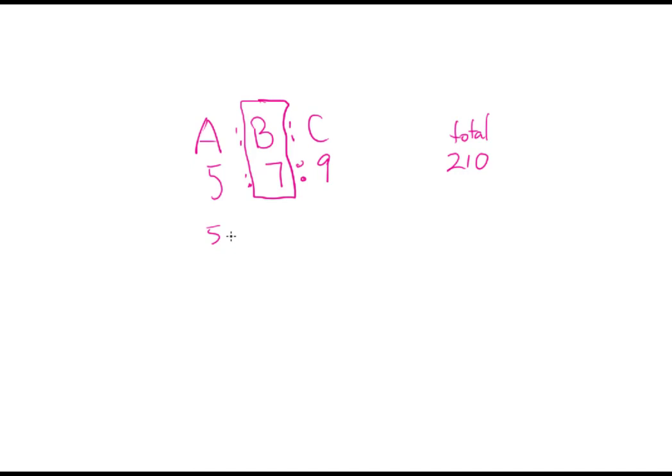I could scale them. 5x plus 7x, where x is just my scale factor, will sum to 210. I have to have these proportions multiplied by the scale factor to get my total. Well, what does that work out to? 9x and 7x is 16x plus 5x is 21x equals 210. X equals 10. That's my scale factor. Not my answer, my scale factor.